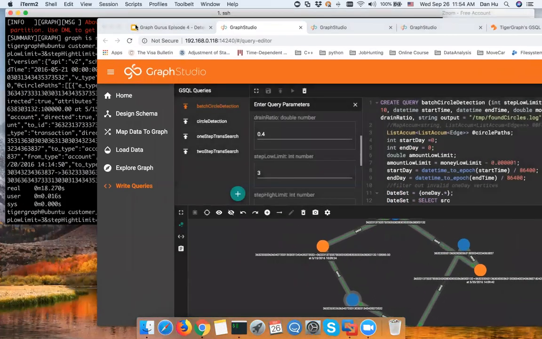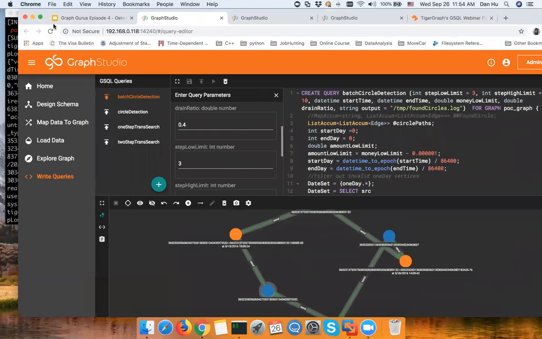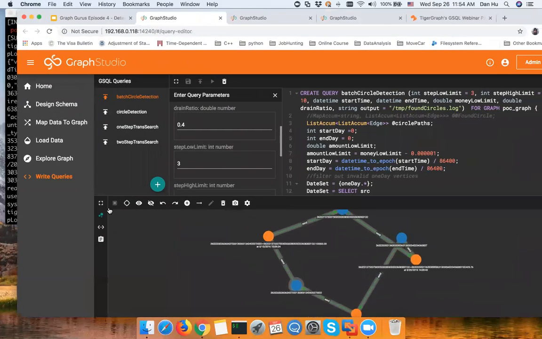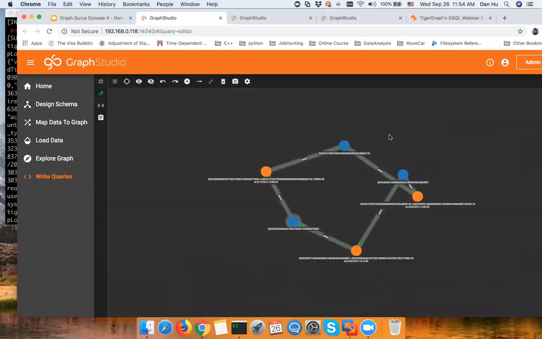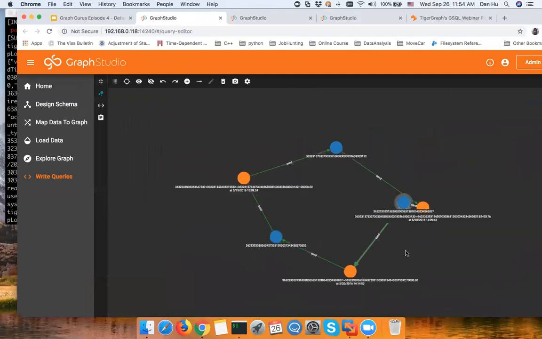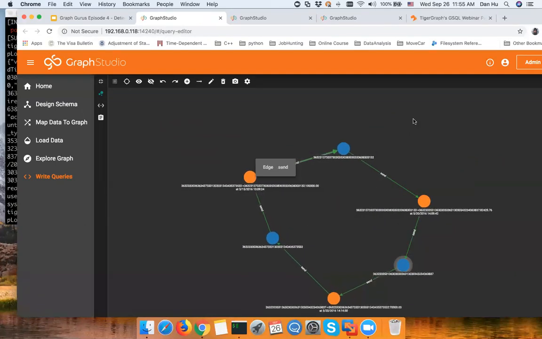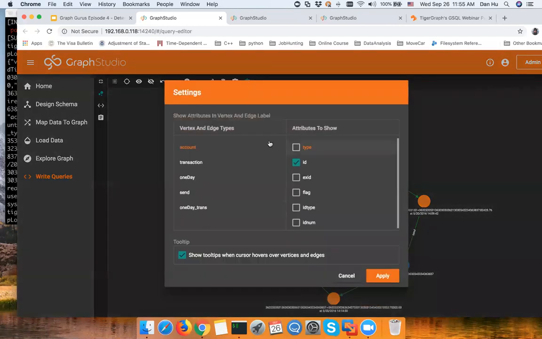Okay, we can see that's me. Okay, so those are the loops we found within 10 days. Now it shows the, let me make it more clear for us to say it's citing. So for account, we just show type. For transactions, we can show the date time.